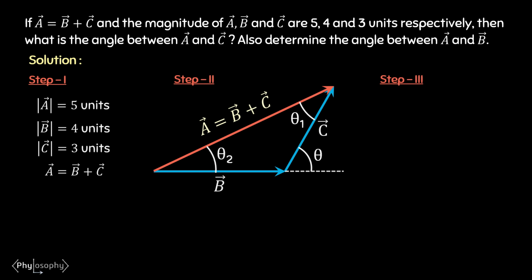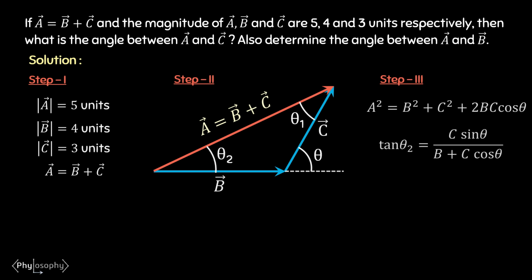Now in step 3, we will write down the formulas based on what is asked. According to the law of vector addition, we know that the resultant of two vectors B and C is given by A squared equals B squared plus C squared plus 2BC cos theta, where theta is the angle between B and C. Also, the angle vector A makes with the vector B is given by tan theta 2 equals C sin theta over B plus C cos theta.